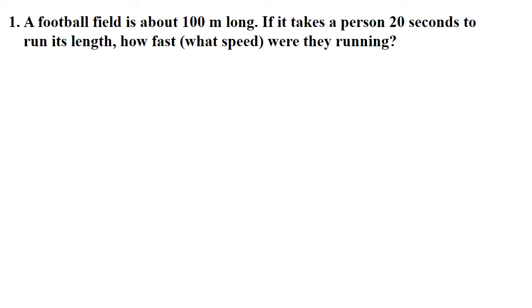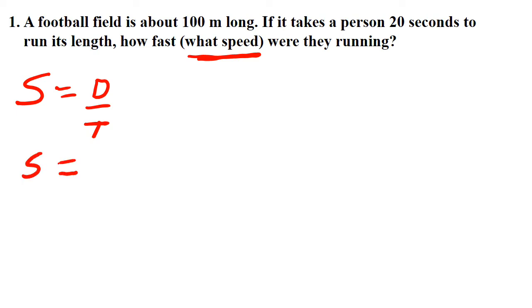So a football field is about 100 meters long. It takes a person 20 seconds to run its length. How fast, in other words, what speed are we running? So again, the first thing you always have to figure out is what the problem's asking you to solve. So we know that speed is equal to distance divided by time. That's our equation that we're going to use, and then we're going to just simply plug in the information.